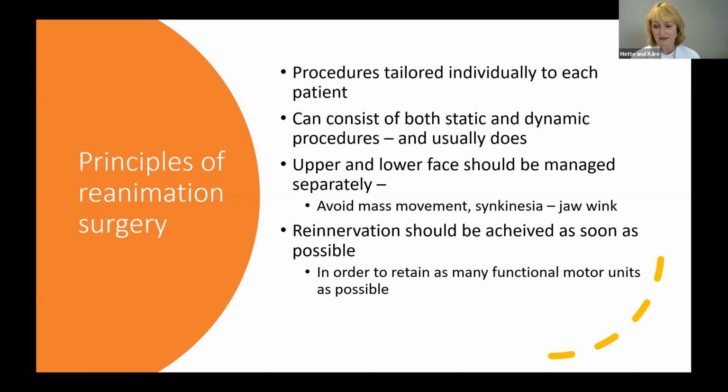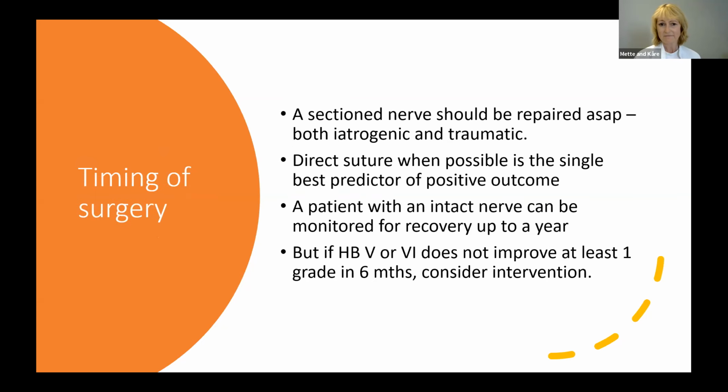The facial mimical muscles are very slight, and they don't tolerate denervation very well. So as soon as you can. Also already mentioned, if you have a sectioned nerve, you should repair it as soon as possible, preferably at once. Because direct suture, when possible, is the single best predictor of positive outcome, and this is really something to stress.